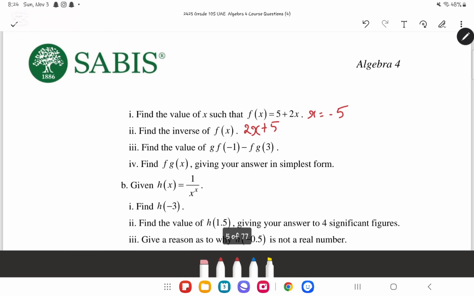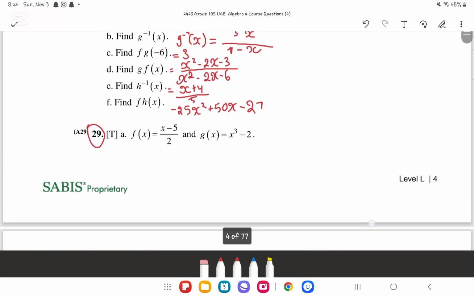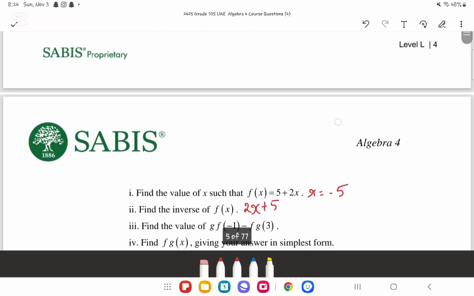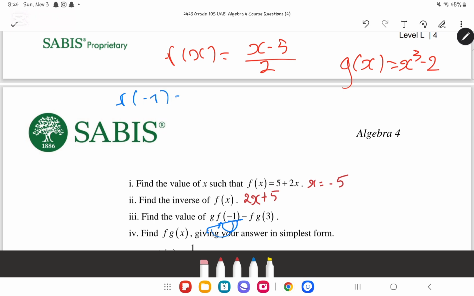Now we proceed to question number 3. Find the value of g of f of minus 1 minus f of g of 3. So let's keep the functions in mind. The functions are (x minus 5) over 2 and x to the power of 3 minus 2. fx is equal to (x minus 5) over 2, and gx is x to the power of 3 minus 2. So very simply, first thing you're going to do is substitute minus 1 in f and then substitute your answer in g. So it becomes f of minus 1 is equal to (minus 1 minus 5) over 2, so minus 6 over 2, so minus 3. Our answer is minus 3.